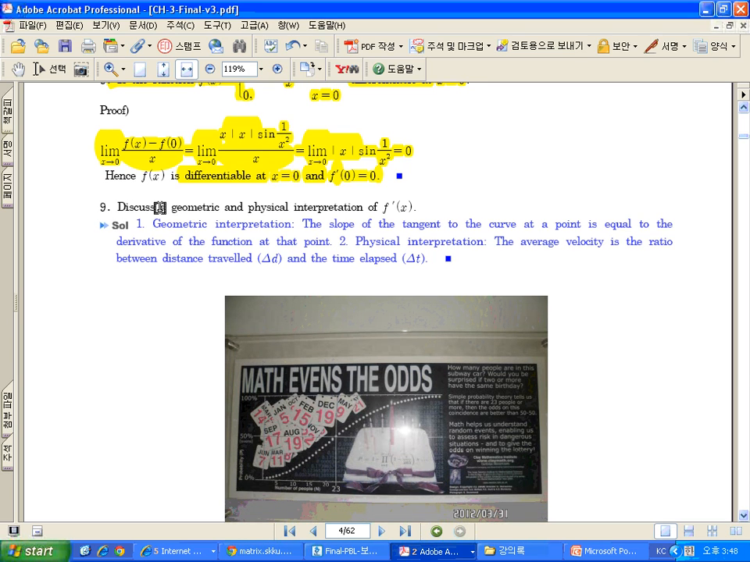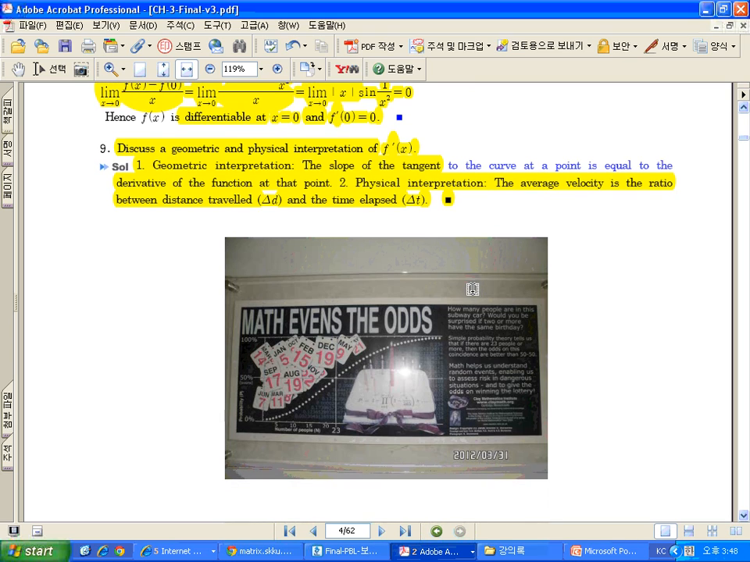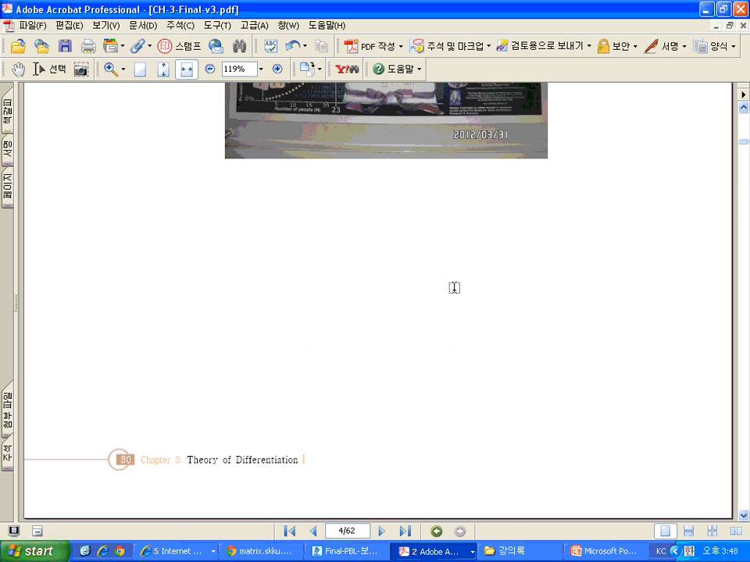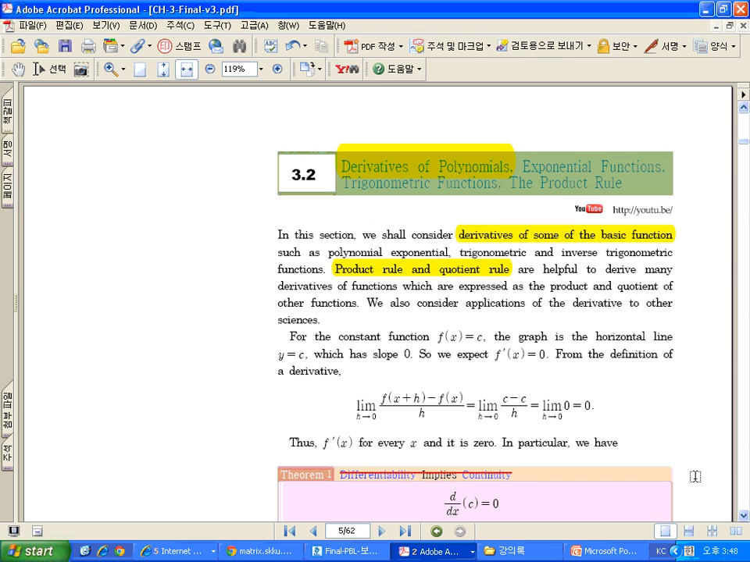Also, I expected you to discuss some geometrical and physical interpretations of the derivatives. I gave a short sentence on it, but you can still think more about it with the background of your majors. Okay, that's section 2.2, 3.1. Are there any questions?